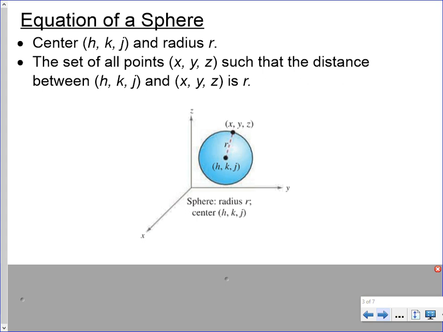Before I go to the next slide, I'm curious, do you remember the equation of a circle? Have a quick discussion just with the people around you. Does anybody remember the equation of a circle? See if it can spark anything. Okay, chat really quickly.